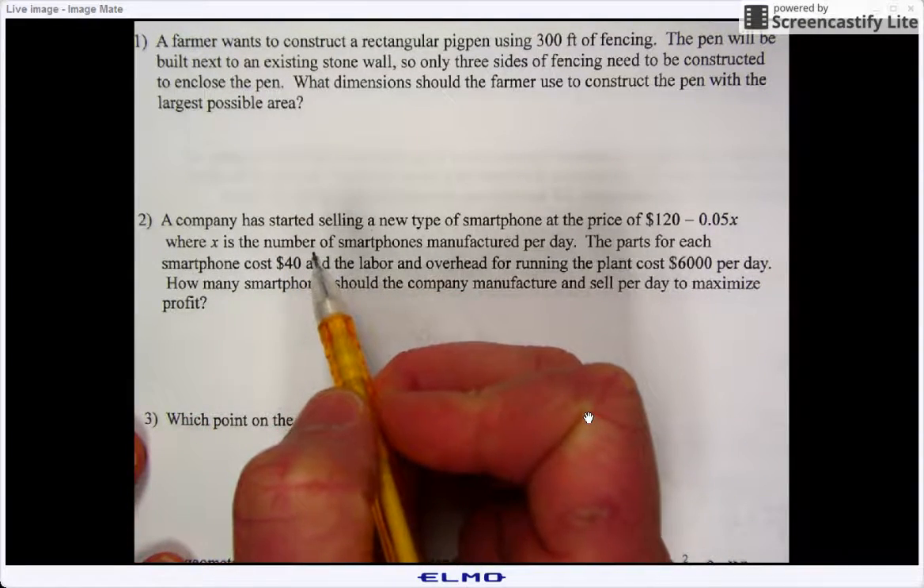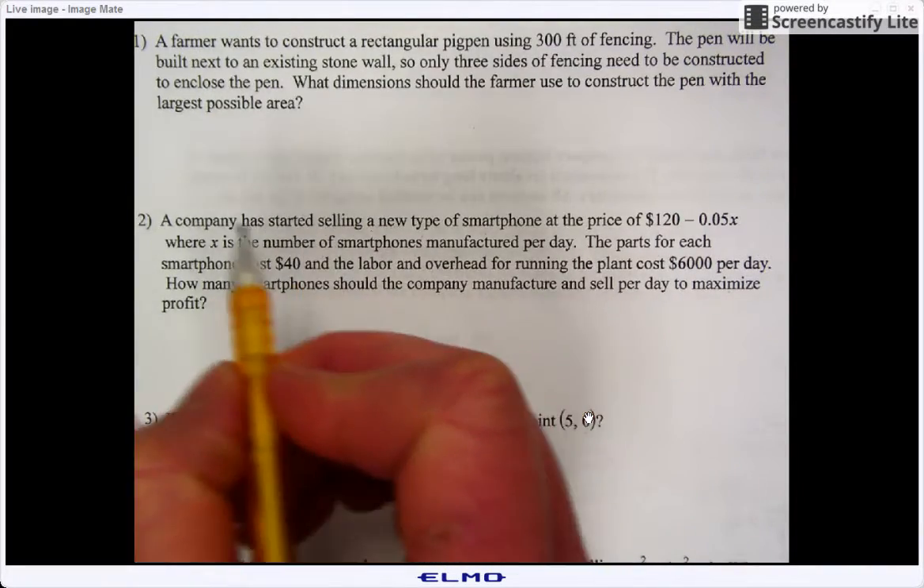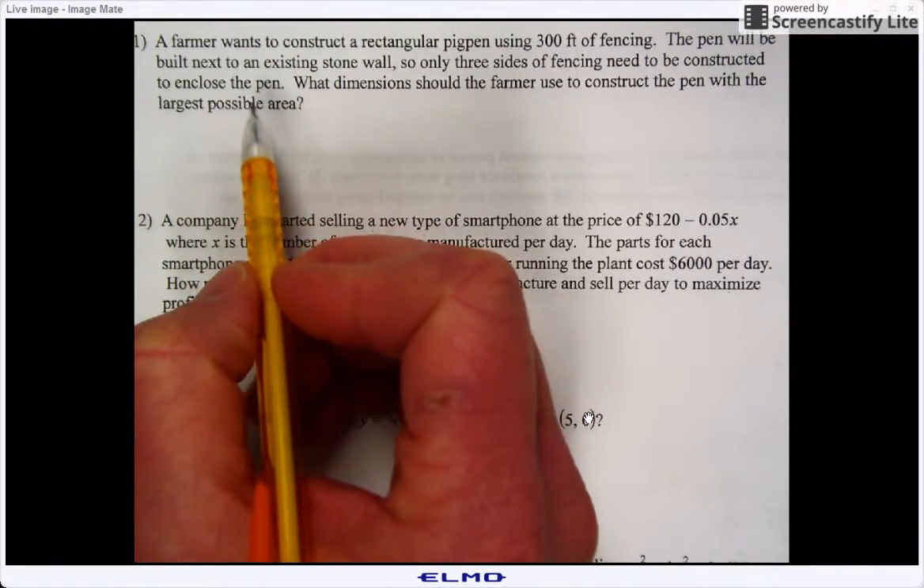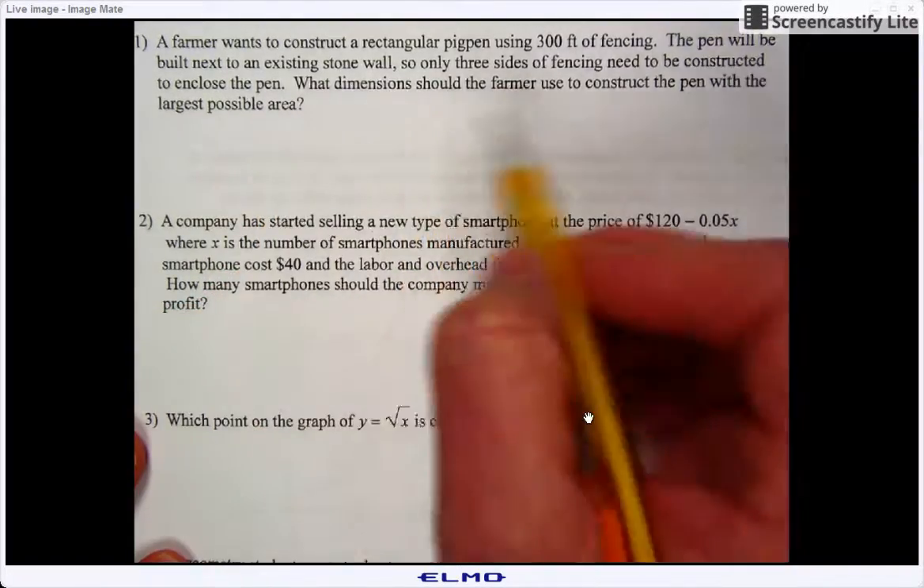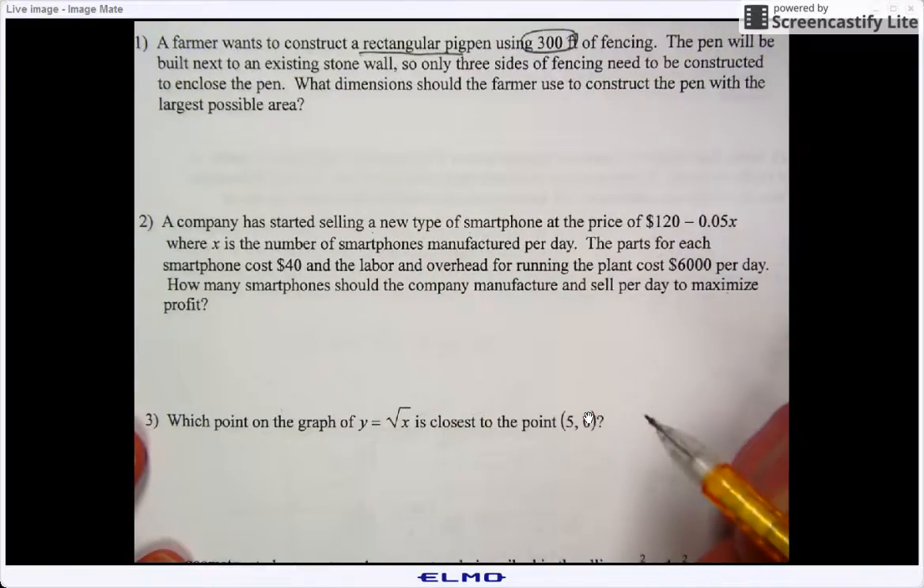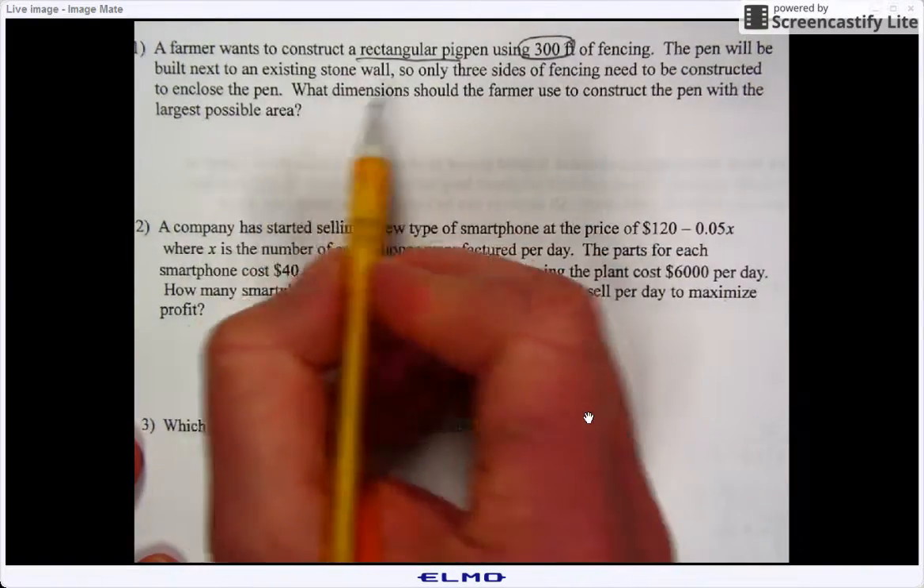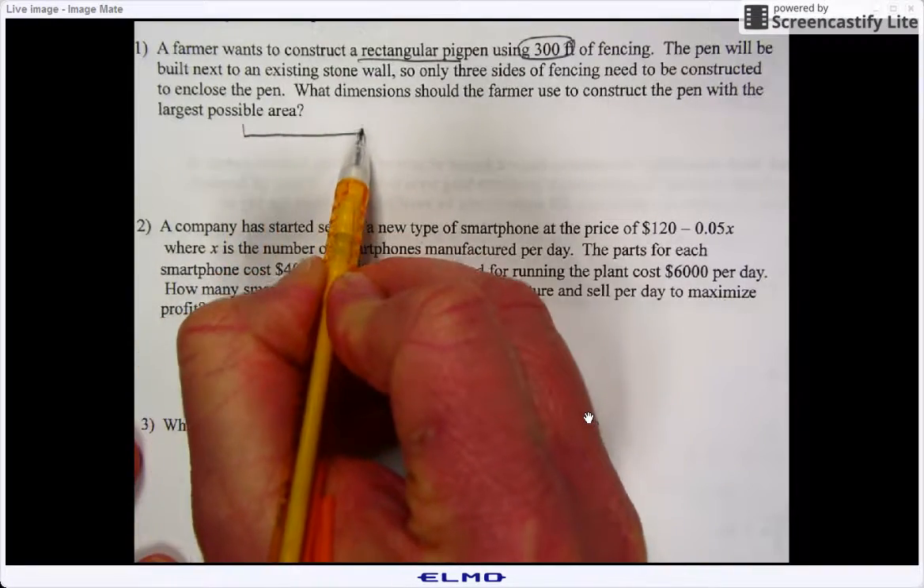Okay, so experiment number 1, live recording notes, optimization. A farmer wants to construct a rectangular pig pen. So we have a rectangle, 300 feet of fencing. The pig pen will be built next to an existing wall. So it's a 3-sided fence basically that you're building.